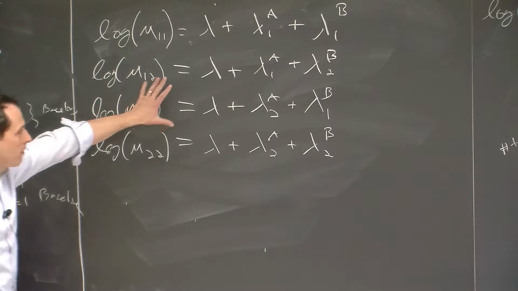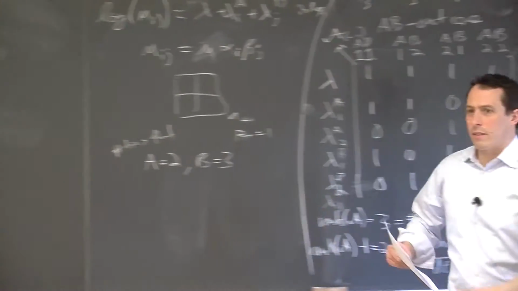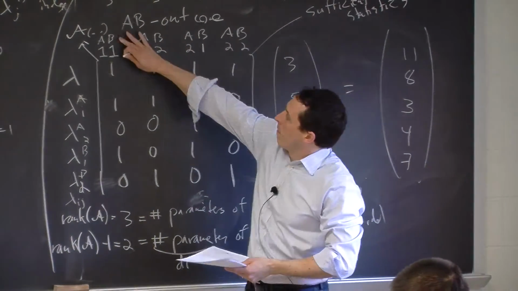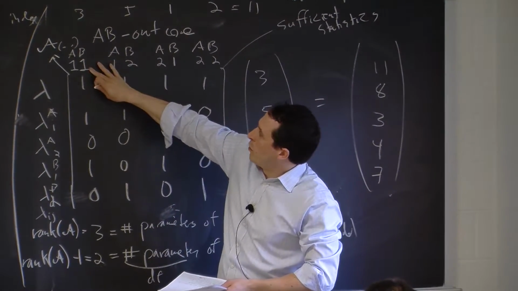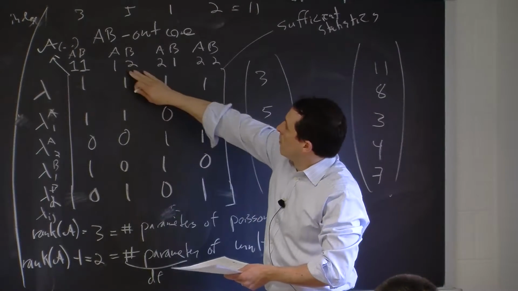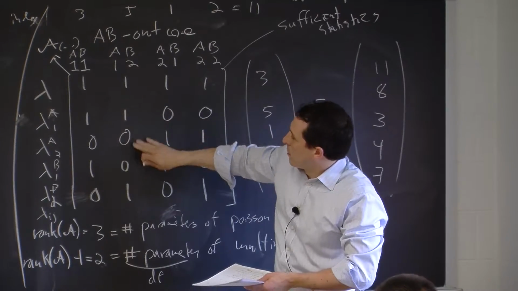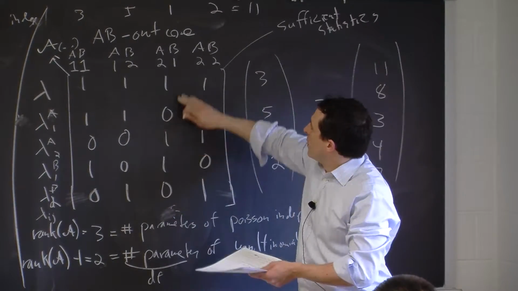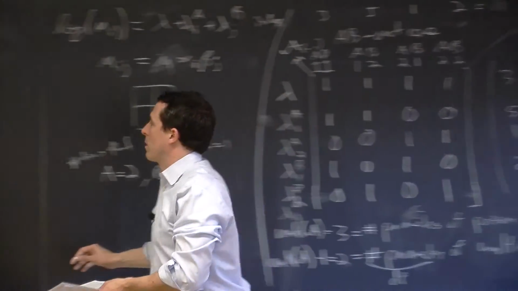And so these things you just read off from the columns of this matrix. This is the first column: 1, 1, so log mu11 is lambda plus lambda 1A plus lambda 1B. Log mu12 is lambda plus lambda 1A plus lambda 2B. Same for the third column, same for the fourth column. So these are just from the columns.